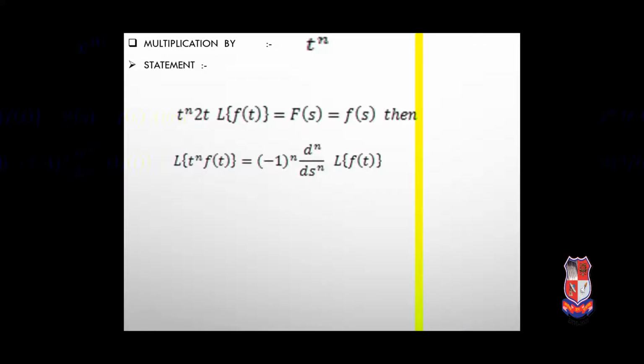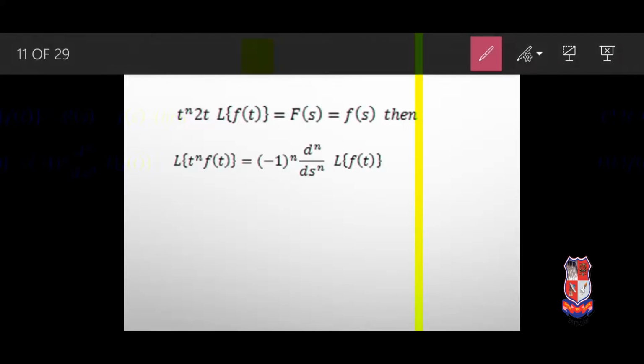Next is multiplication by t raised to n. Here n is any arbitrary number. If Laplace of f of t is equal to F of s, then Laplace of t raised to n f of t is equal to (-1) raised to n, d raised to n by ds raised to n, of Laplace of f of t. Here t raised to n is in multiplication. When t is in multiplication, we are doing a derivative here, of order n.